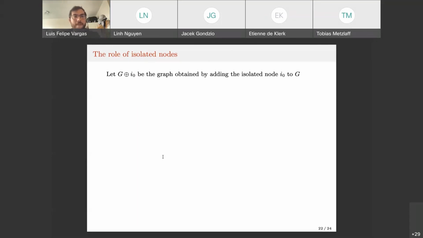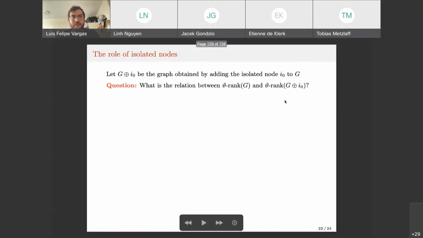Okay, so I'm going to finish with some comments about the isolated nodes, which is one property that is difficult to analyze in that problem. It is the following. Consider G plus I0, the graph obtained by adding one isolated node to G. So the question is, what is the relation between the theta rank of G and the theta rank of the graph after adding one isolated node?